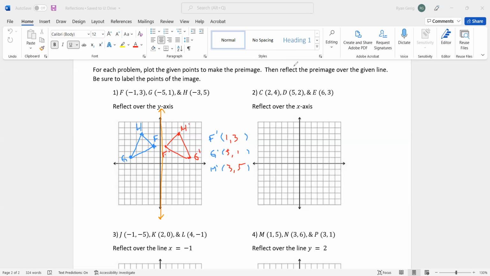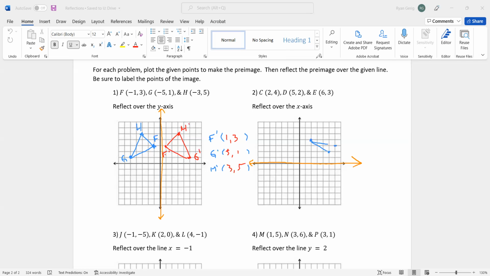I'm going to go ahead and draw my line of reflection. So it's the x-axis this time. And then I'm going to plot my pre-image. So 2, 4, so right 2, up 4. 5, 2, so right 5, up 2. 6, 3, right 6, up 3.